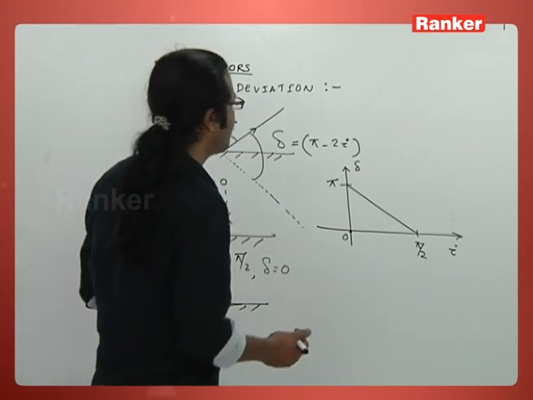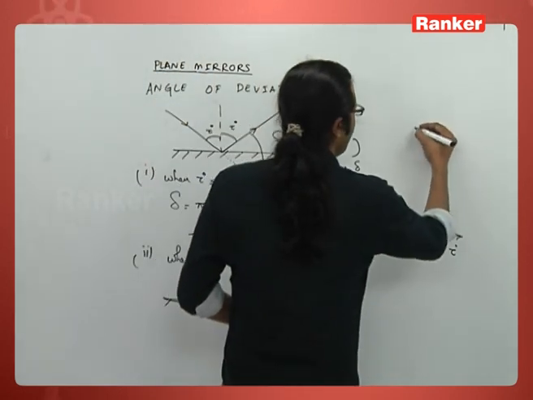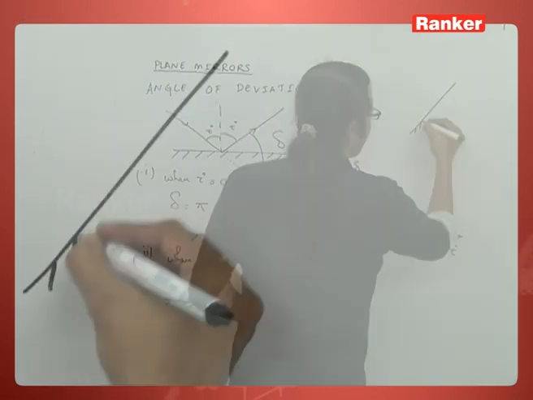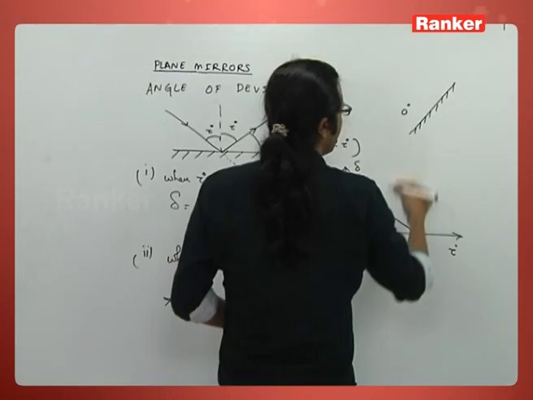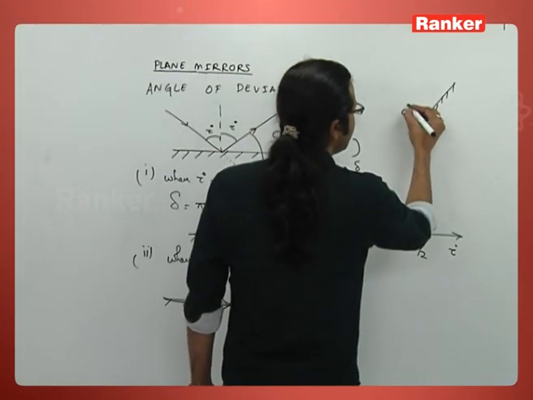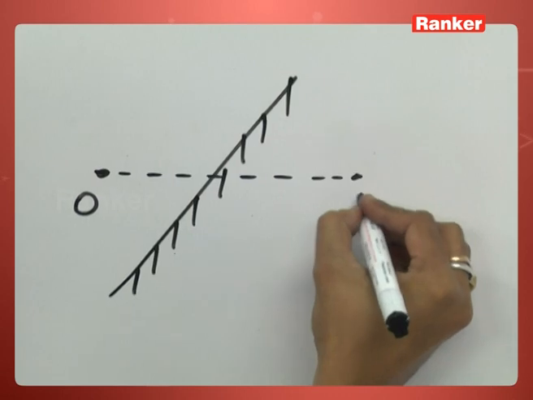I found many students thinking, suppose the mirror would have been placed in this way, the object is placed in this way. Now, I have seen they take the image distance like this. It is wrong.